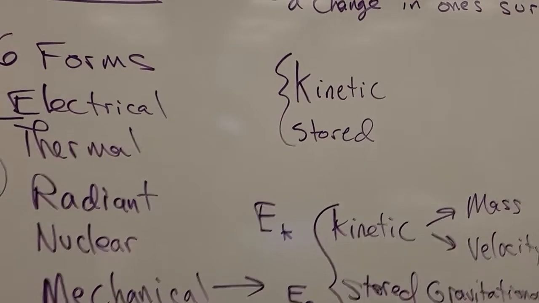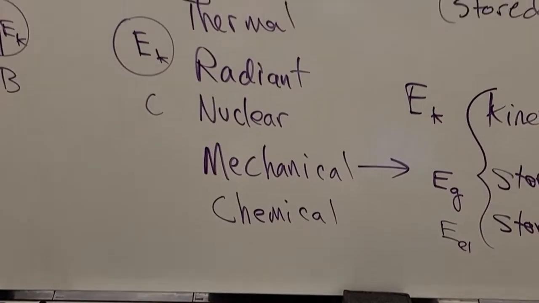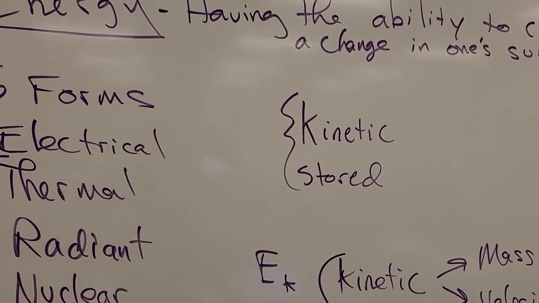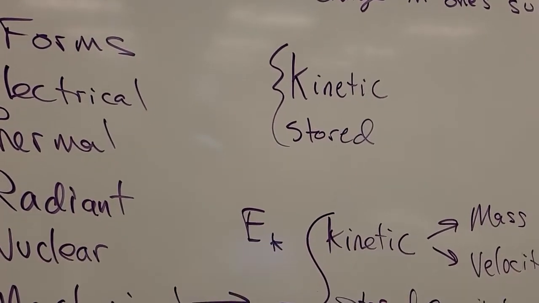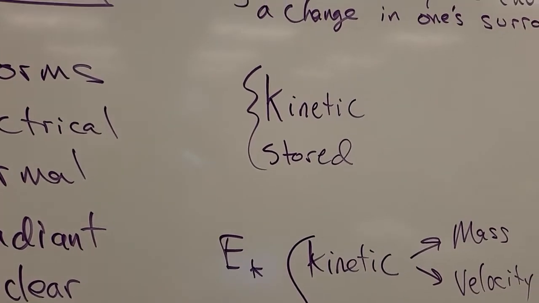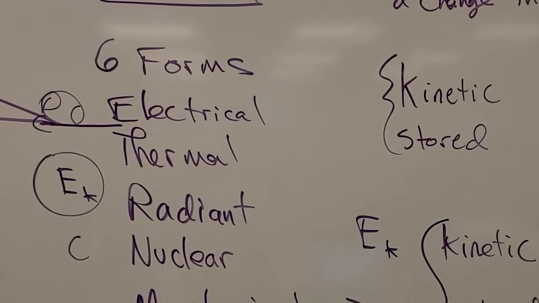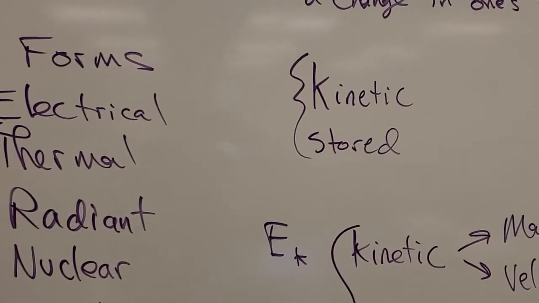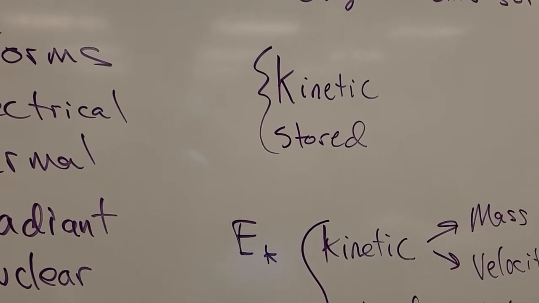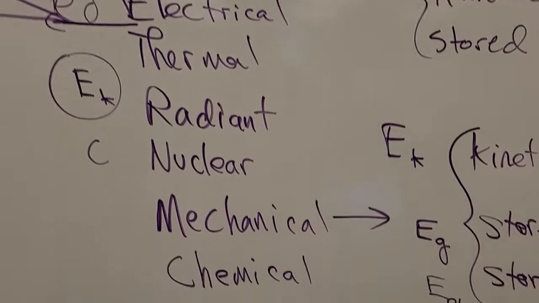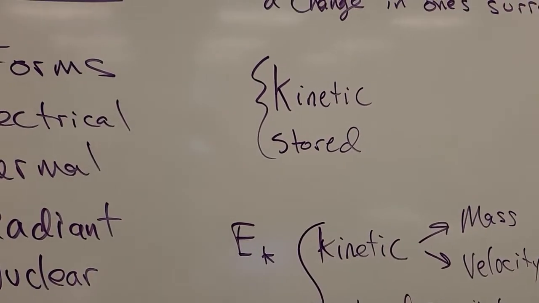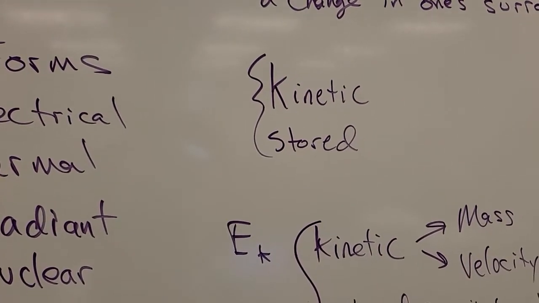So kinetic and stored. These 6 forms of energy here, most of what's happening with those can be separated into the 2 ideas of kinetic and stored. Kinetic meaning motion. So some of these forms of energy are dealing with motion. Some of them are dealing with the fact that energy is stored somehow in that mechanism that we have named here. And some of them have both going on.